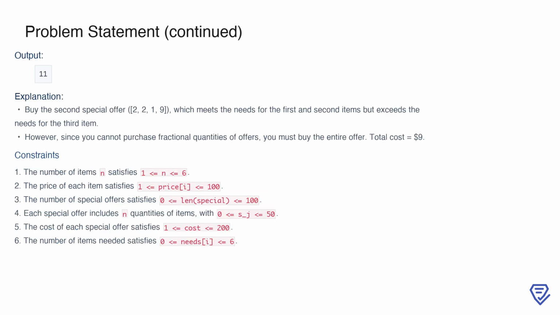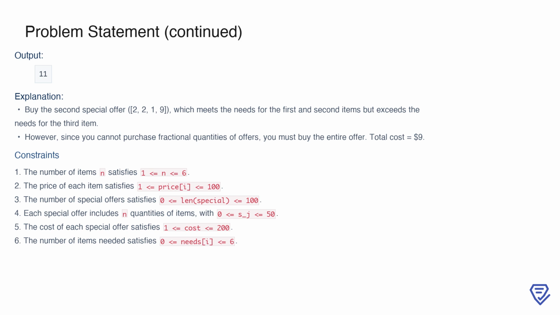Now, consider the second example. Here, the price list is [2, 3, 4], meaning the first item costs $2, the second item costs $3, and the third item costs $4 per unit. The special offers are [1, 1, 0, 4] and [2, 2, 1, 9]. The first offer provides 1 unit each of the first and second items for $4. The second offer provides 2 units each of the first and second items, along with 1 unit of the third item, for $9. Your needs are [1, 2, 1], meaning you need 1 unit of the first item, 2 units of the second item, and 1 unit of the third item.